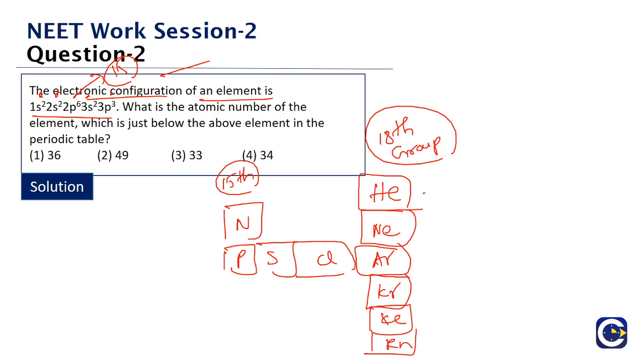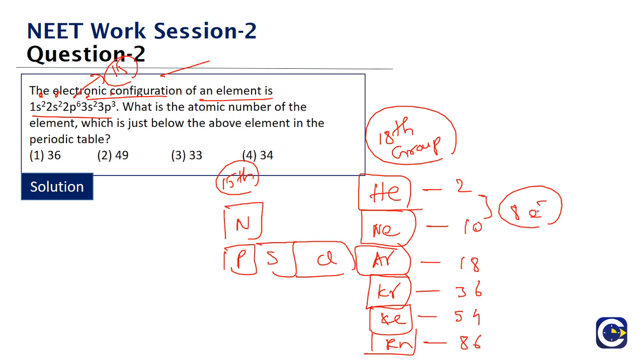If you look at the atomic number of helium, it is 2, neon 10, argon 18, then krypton 36, then xenon 54, then radon 86. The number of elements in each period will be the difference between the previous period's inert gas element and the subsequent period's inert gas element. Like here, what is the difference? 8. Between helium and neon, it is 8 electrons.